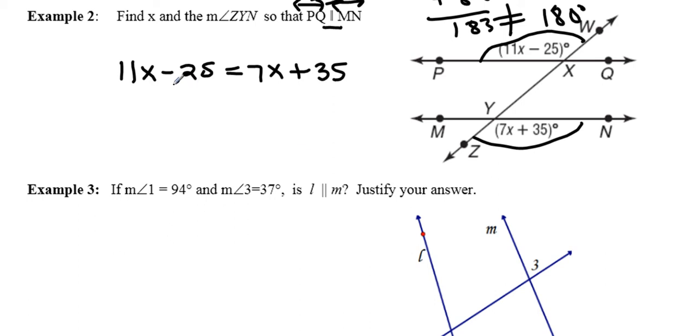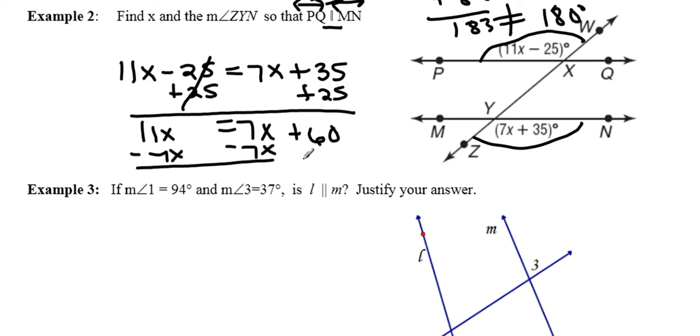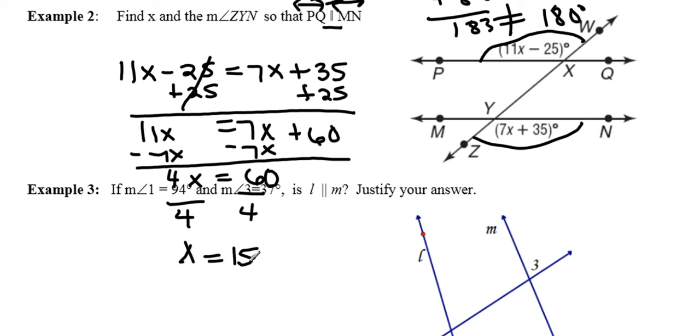So my first step is just I'm going to add 25. If you wanted to subtract 7x first, that's fine. It's all a matter of preference. This is 11x equals 7x plus 60. I'm going to go ahead and subtract my 7x from both sides. I'm going to get 4x equals 60. I'm going to divide by 4 on both sides. Oops, forgot my 0. So x should be 15. Okay?